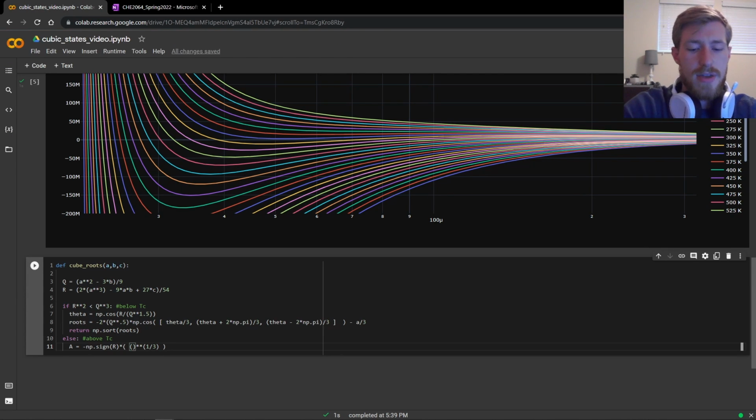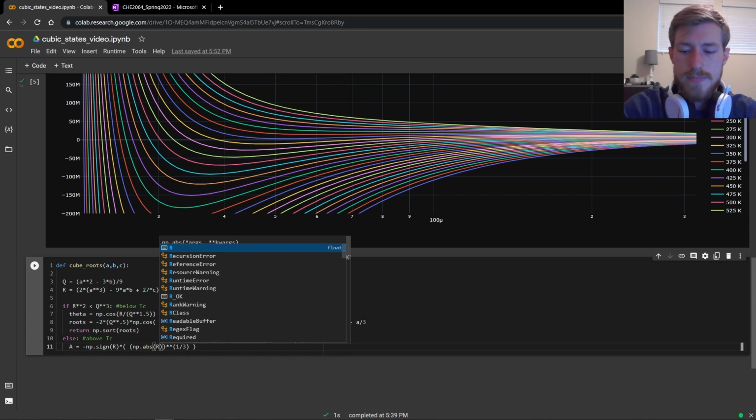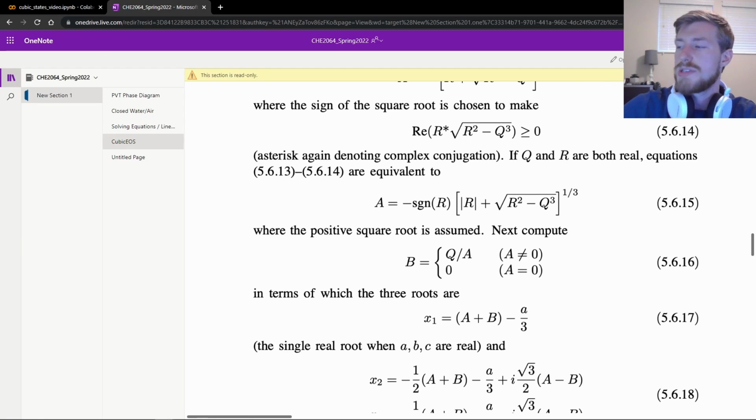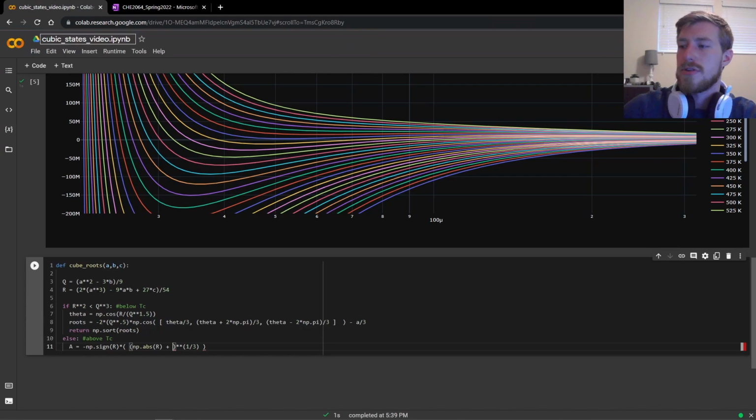So in here we're going to have np.abs of r plus the square root of r squared minus q cubed. So in parentheses, r to the power of 2 minus q to the power of 3. Let's double check, make sure that's correct. R squared minus q cubed.